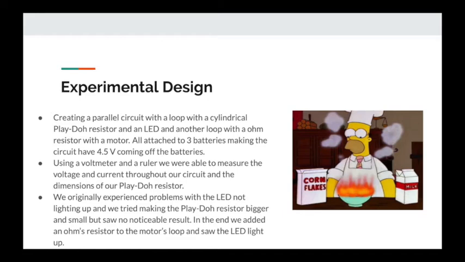We originally experienced problems with the LED not lighting up, and we tried making the Plato resistor larger and smaller, but saw no noticeable result. In the end, we also added a resistor to the motor loop and saw illumination with the LED light.